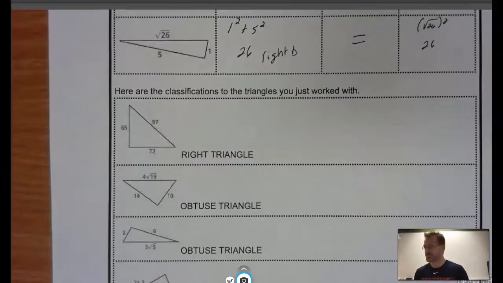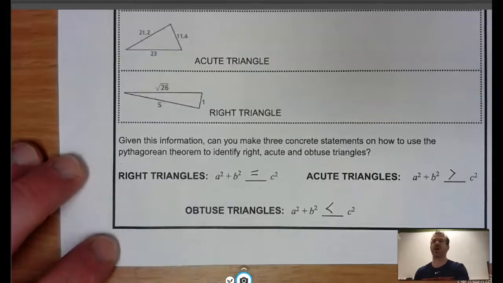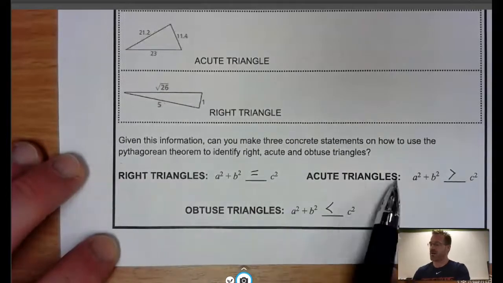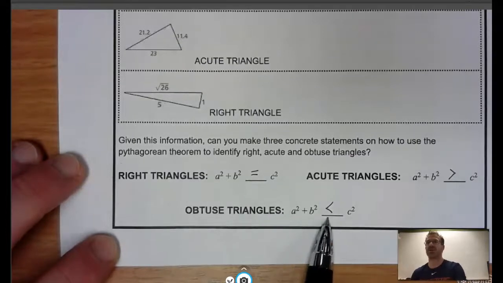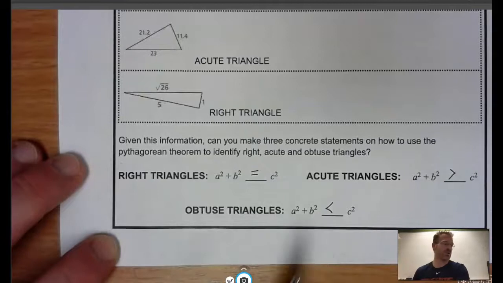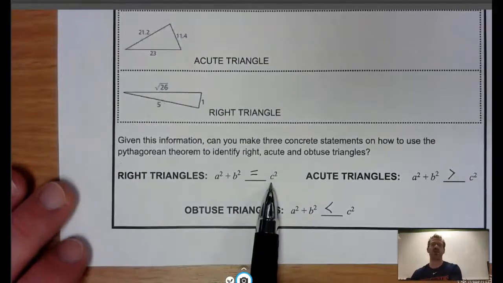So here's what we know. If a squared plus b squared equals c squared, we know it's a right triangle. If a squared plus b squared is greater than c squared, we know we have an acute triangle. And if a squared plus b squared is less than c squared, we know we have an obtuse triangle. And that's really what we want to do. Now, like I said, I always try to put these in order. A is my smallest side, B is my medium side, and C is my largest side, just so I can always make sure I have that relationship as it needs to be. But the important thing is C always has to be the longest side.